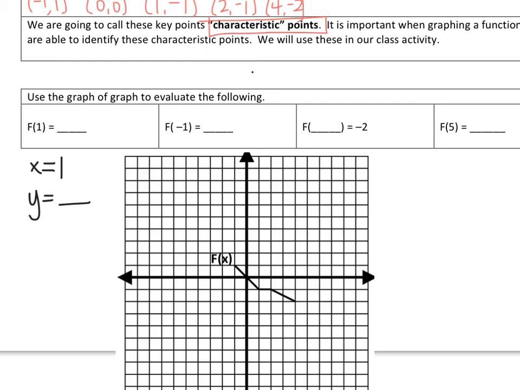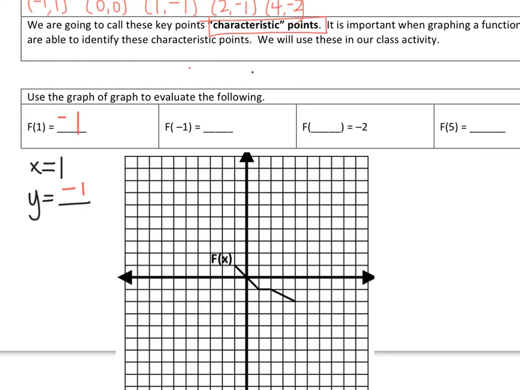So when x equals 1 is right here. What does y equal? There's no Fred function up here, so we're going to go down. When f of 1, or when x is 1, y equals -1. So this is the point 1, -1. So f of 1 is -1. When x equals 1, y equals -1.